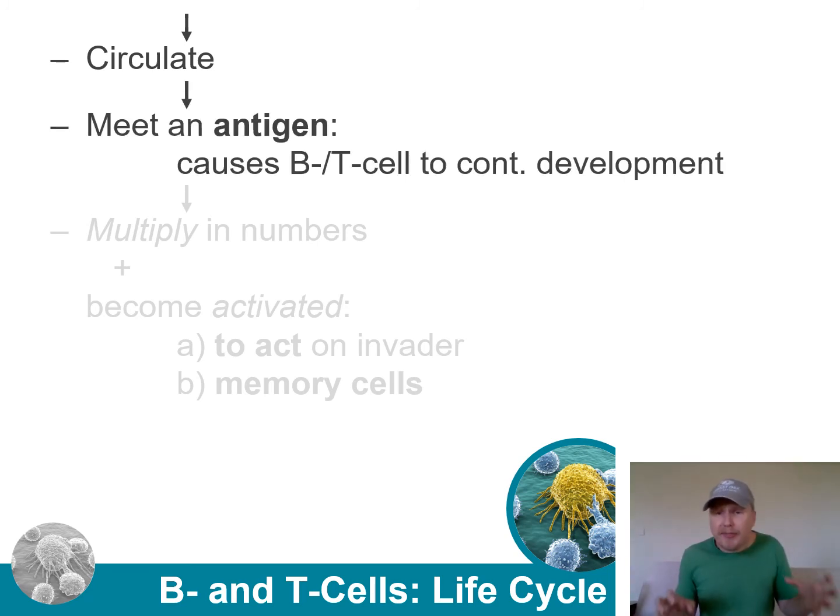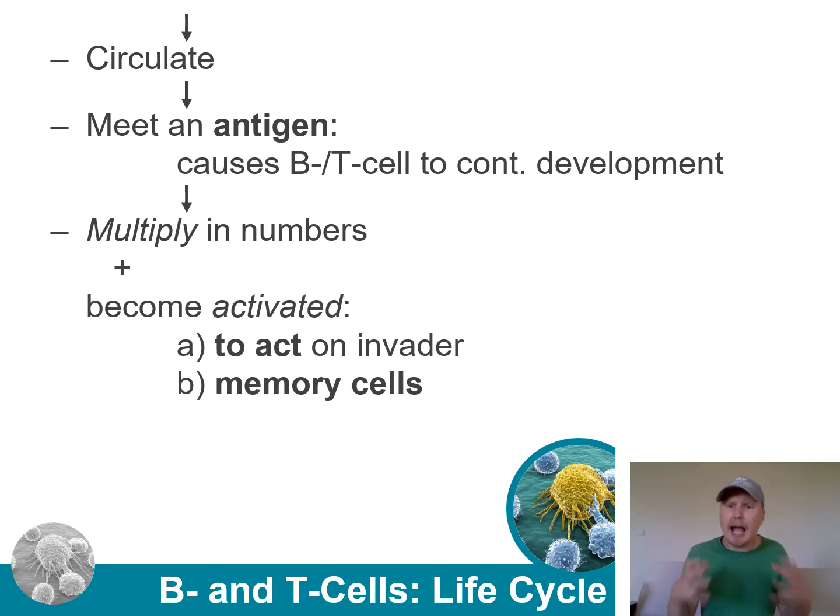Well, if this encounter happens, this causes the B or T cells to continue their development, and this would include these cells multiplying in numbers and becoming activated. And this means that they have two possible futures. They can either act on an invader, which would be what would cause an immune response.